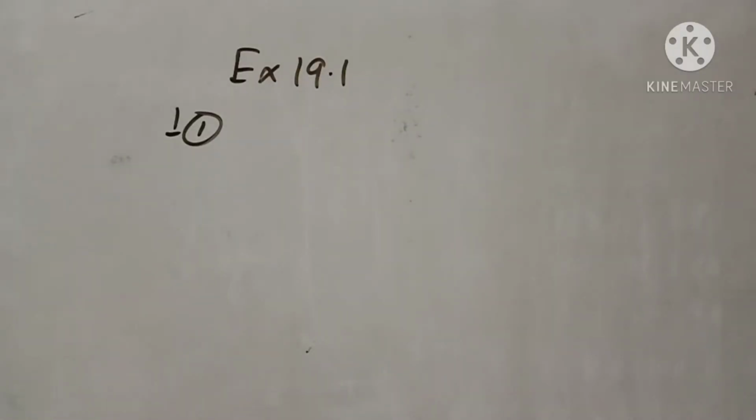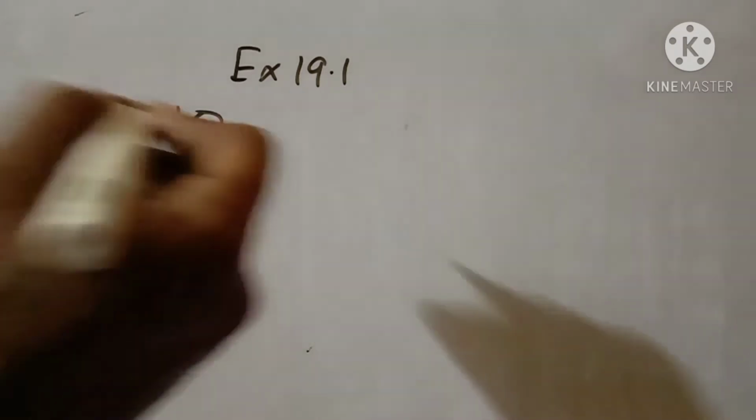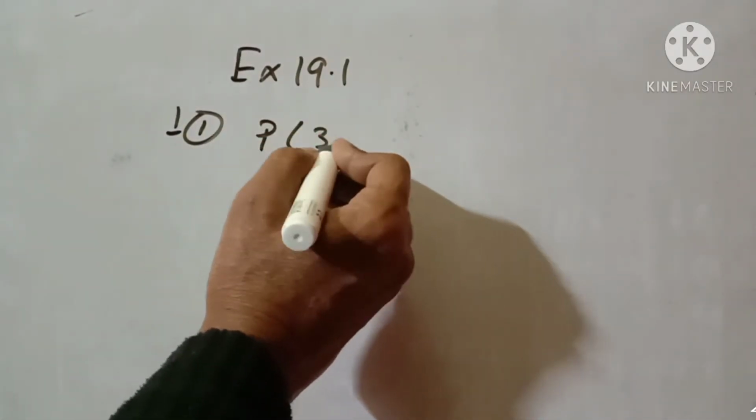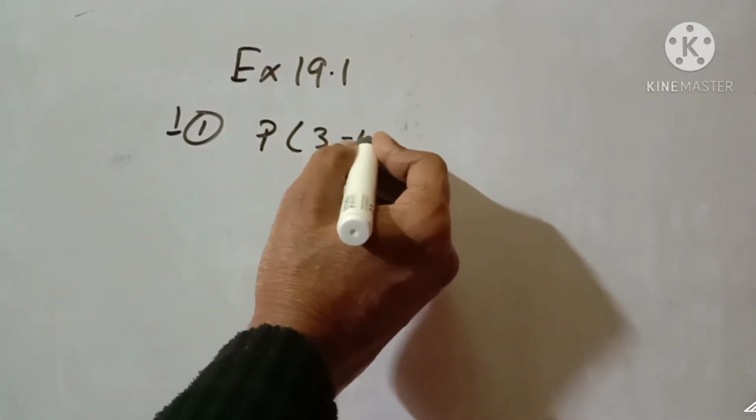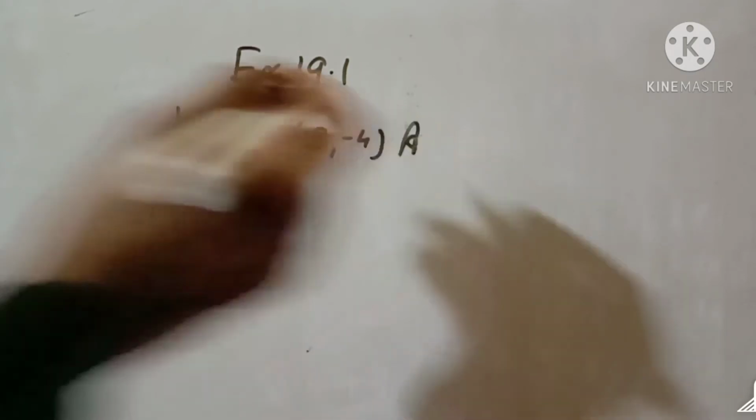Question 1: find the coordinates of the point whose abscissa is 3 and ordinate is minus 4. Abscissa is given 3 and ordinate is minus 4. So this is our required answer. Write down please.